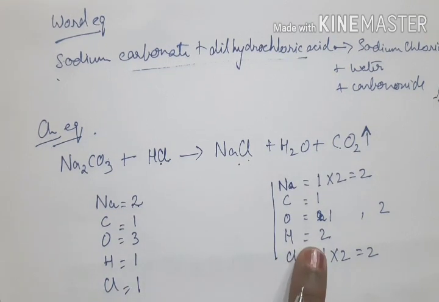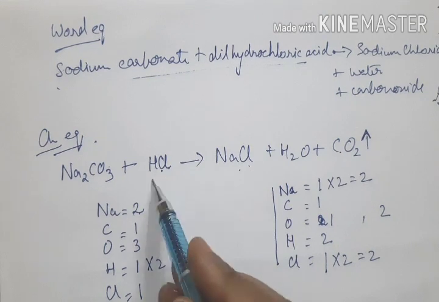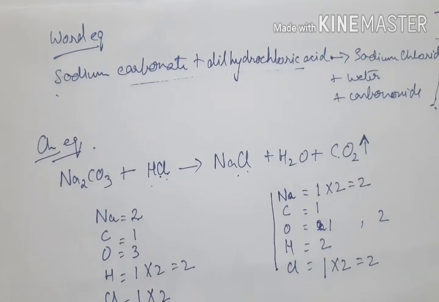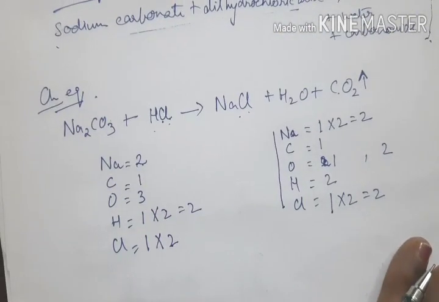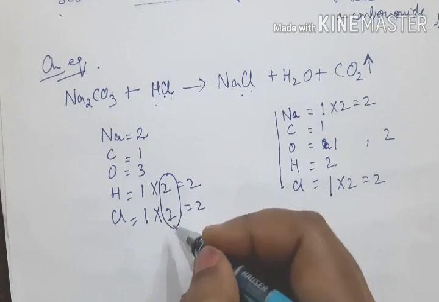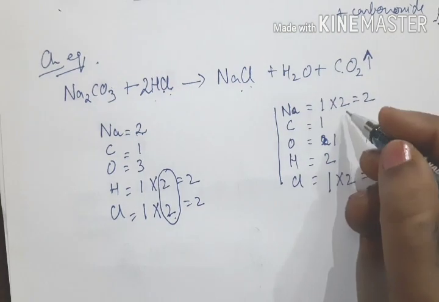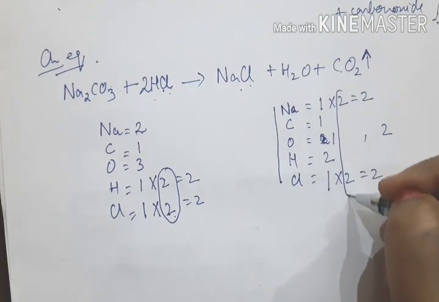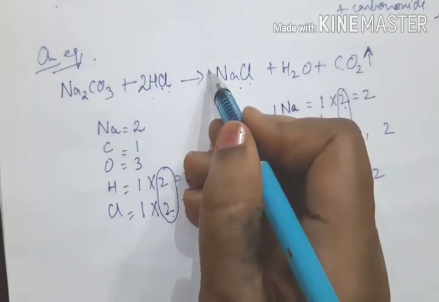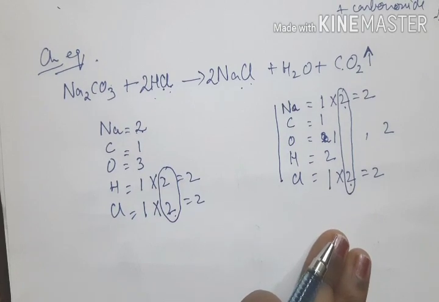Hydrogen is 1 but here it's 2. So we multiply hydrogen by 2 and it becomes 2. Now with hydrogen is associated the chlorine, so chlorine will automatically get multiplied by the same number. So this also becomes 2. So this is the coefficient that we write over here, 2. And this 2 and this 2 of chlorine is for the single molecule sodium chloride. So now the equation is balanced.